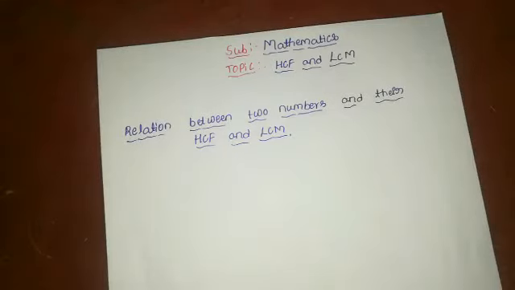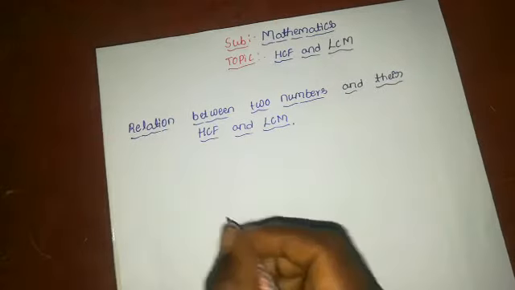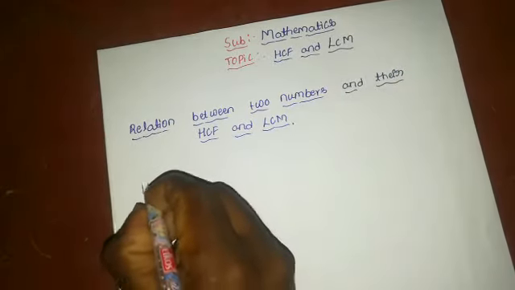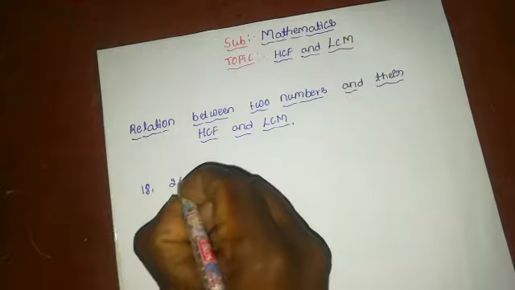Okay, how to find out the HCF and how to find out the LCM of the given numbers. In this class we shall learn about the relation between two numbers and their HCF and LCM. How to consider two numbers? Consider two numbers, that is 18 and I take 24.